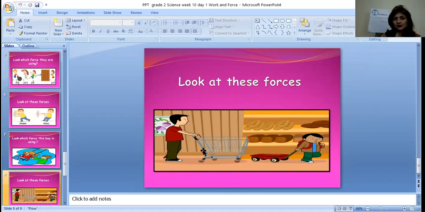Now look at these forces again. You are using a shopping cart. So he is pushing the cart and he is pulling the cart. See how these two carts are different? This cart requires a push, whereas this cart requires a pull force, right? So both these carts required both the forces to do the action.